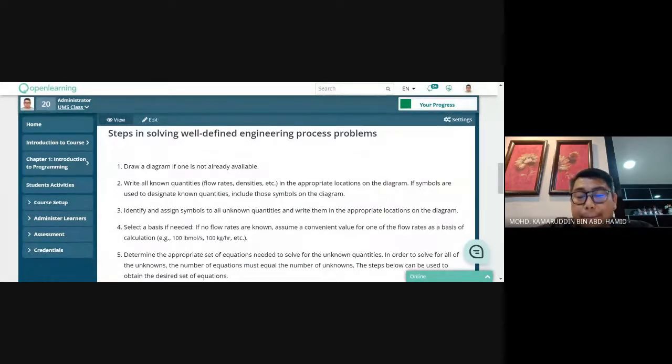Okay. Now this is very important. For example, if it's not given, then you need to put a value, a logical value, a logical case. For example, you put a basis of 100 pound-mole per hour. Okay, or 1,000 mole per second, for example. You just put some basis there. Jangan pula letak 1,000 metric ton per hour.